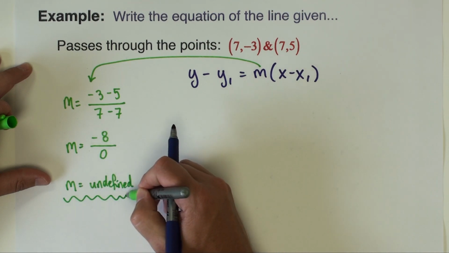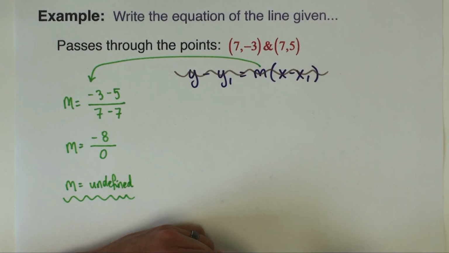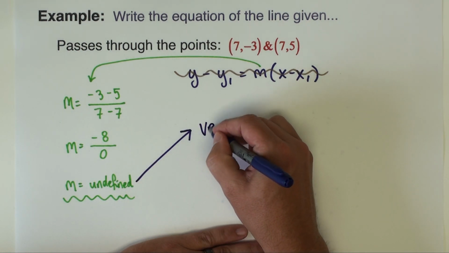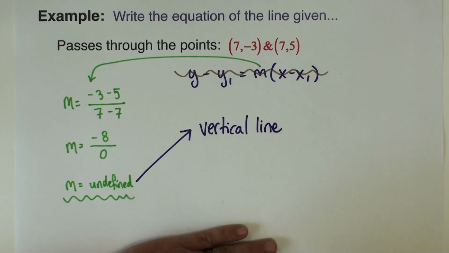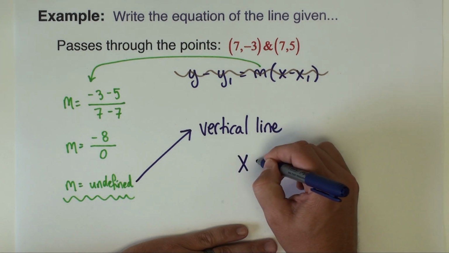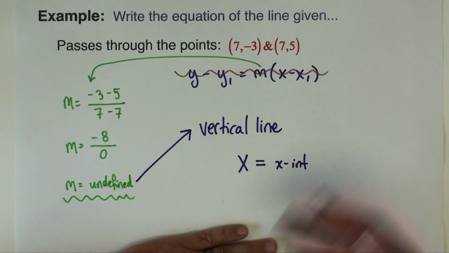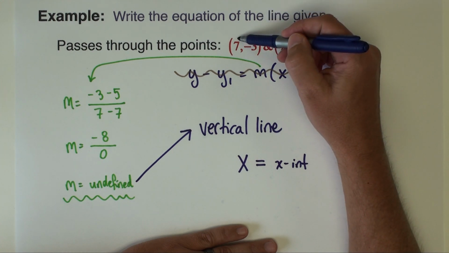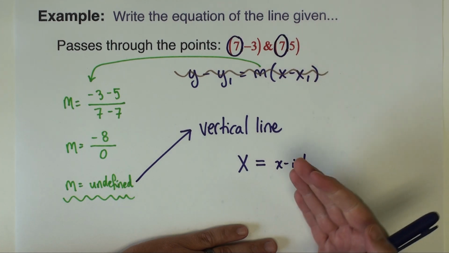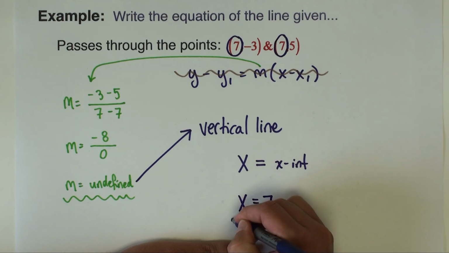Now, this is one of the rare cases where I'm not going to use point slope. Okay? If you recall, if the slope is undefined, then we just have a vertical line. And how do we write the equation of a vertical line? The vertical line equation is just going to be x equals, and I need to know what the x-intercept is. Where does this line cross the x-axis? Well, the x value of both of these points is 7, which means it's going to cross the x-axis at 7. So my equation is just x equals 7.